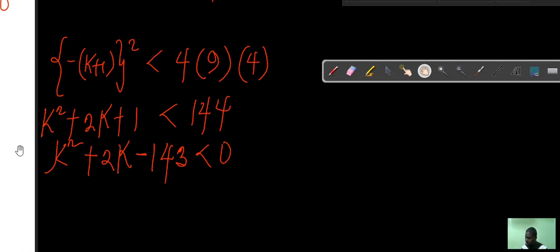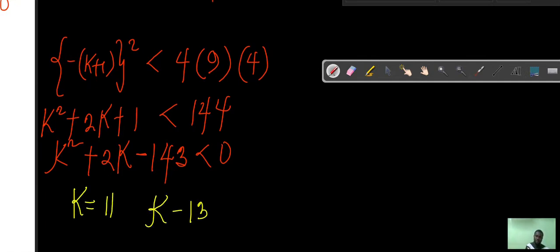So we have that, which I know we can figure out by now. If we solve, we get k is 11 and k is negative 13. Anyway, these are not the answers, so we need to check the region satisfied by the inequality. You can just use the quadratic formula to solve that. I'm so much more interested in the inequality answer.